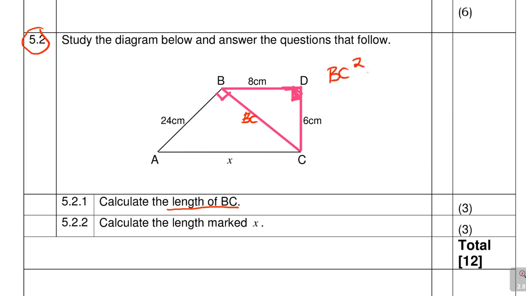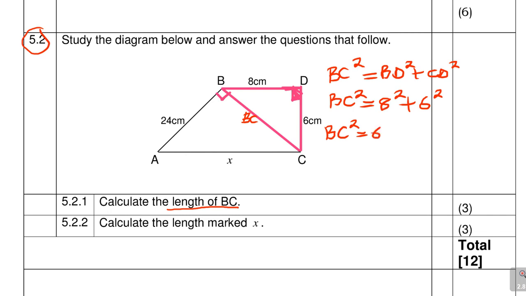To say BC squared is equal to BD squared, I'm quoting Pythagoras, plus CD squared. Do you see that? And then BC squared is equal to, what is BD squared? It's 8 squared plus CD squared, which is 6 squared. So BC squared will be equal to, what is 8 squared? You can use a calculator, but let's write this. 64 plus 36. BC squared is equal to 100.